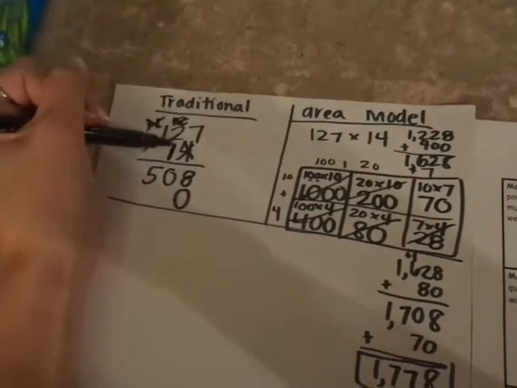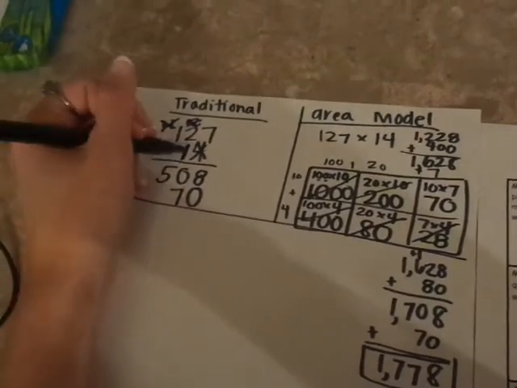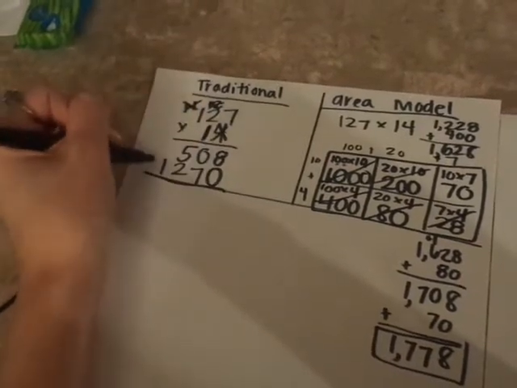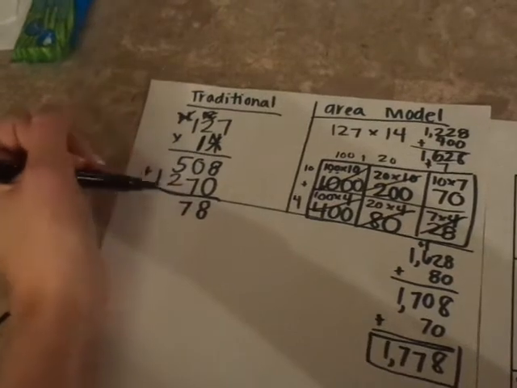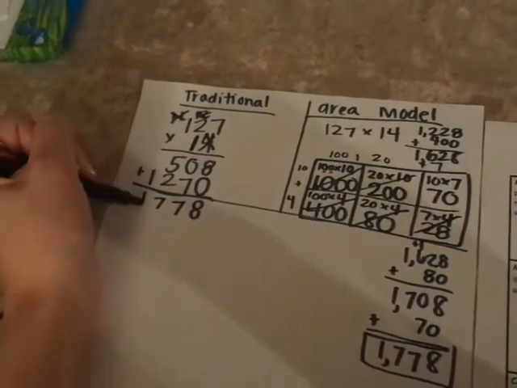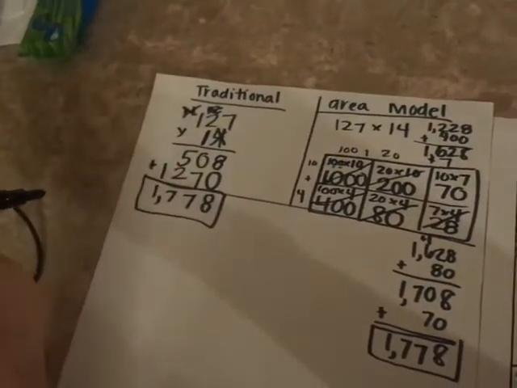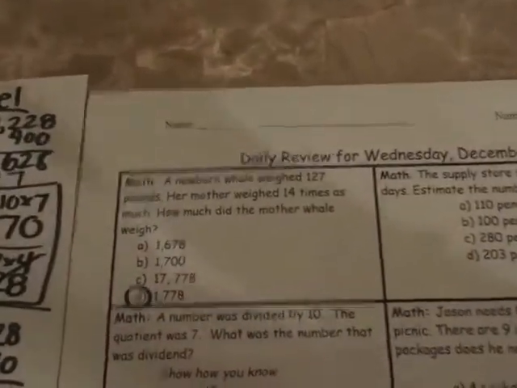Now I cross out everything I don't need and drop down to the next line and add my 0. Now I'm multiplying by my tens. 1 times 7, 7. 2 times 1 is 2. 1 times 1 is 1. Now add those together. 8 plus 0 is 8. 7 plus 0 is 7. 5 plus 2 is 7. 1 plus 0 is 1. 1,778. Best answer is D. Make sure you're showing your work.